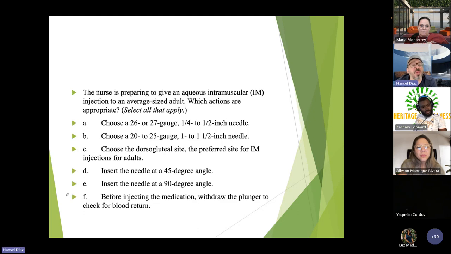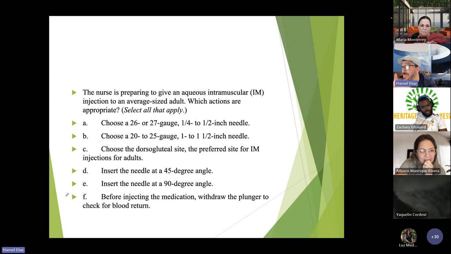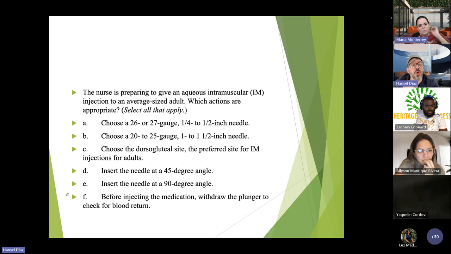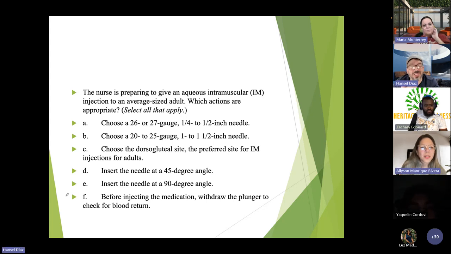The nurse is preparing to give an aqueous intramuscular injection to an average size adult. Aqueous, remember the needles: there were aqueous and there were oily needles. Which actions are appropriate? Select all that apply. Do you use a 26-27 or a 20-25? 20-25. So B is one of them, right? Do you choose the dorsal gluteal site for a normal person? No, it's ventral. That's right. E is one of them.